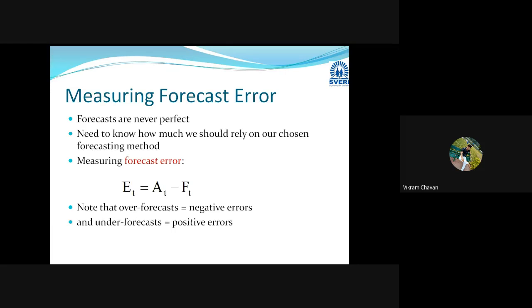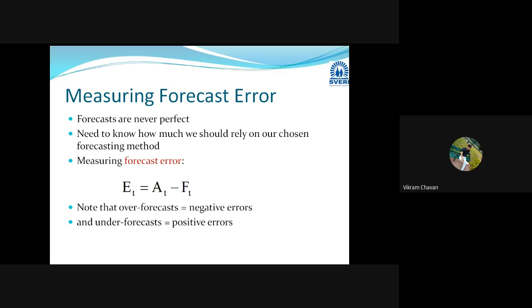Now, if the value of actual demand is greater than the forecasted demand, then we will get the error having positive sign. So that error will be considered as under forecast.